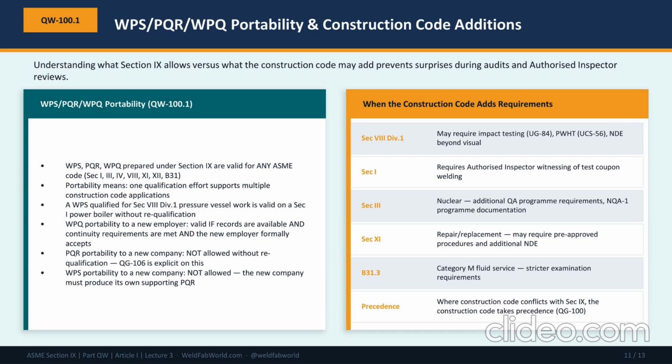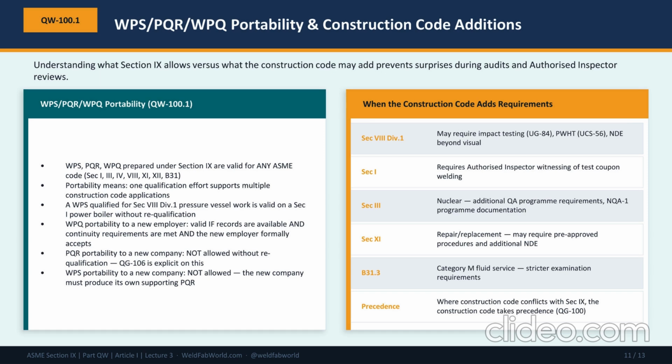When the construction code adds requirements. This is the precedence rule from QG 100. Section 9 sets the floor. Construction codes can build on top of it. Section 8 Division 1 may require impact testing under UG 84, mandatory PWHT under UCS 56, and NDE requirements beyond visual examination for certain joint categories.